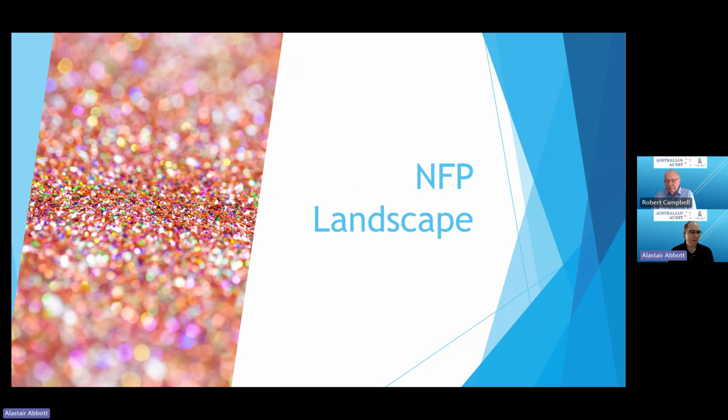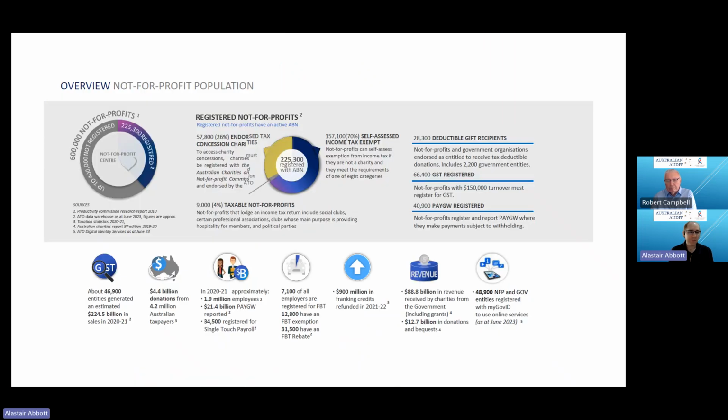So in terms of the NFPs, this is a slide that came from the ATO. It's about 12 months old, but the numbers wouldn't have changed a whole lot. It's helpful just to give a little bit of context of what's the size of the NFP area, but also where do these entities that we're talking about today fit into in the scheme of things. They've done some research where they found that across Australia, there were potentially up to 600,000 not-for-profit entities. It's a really large group.